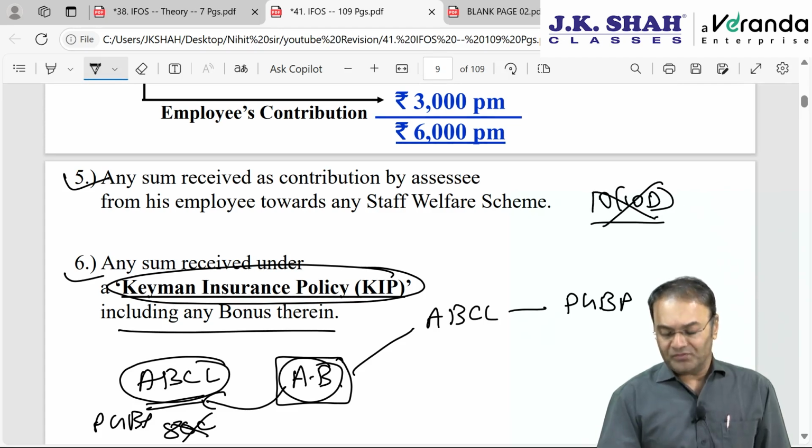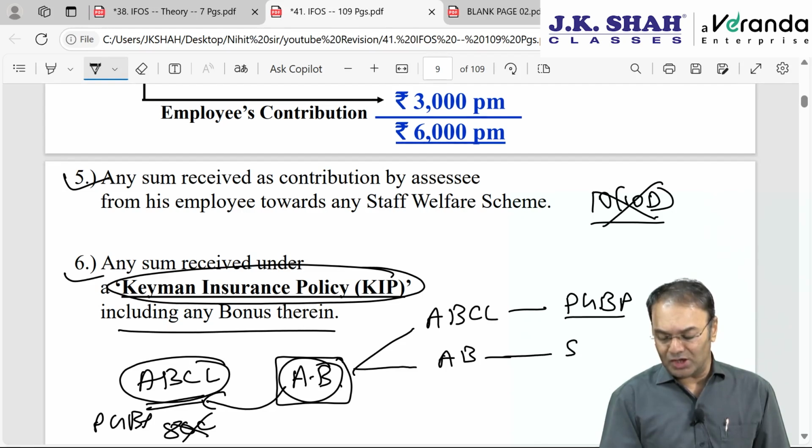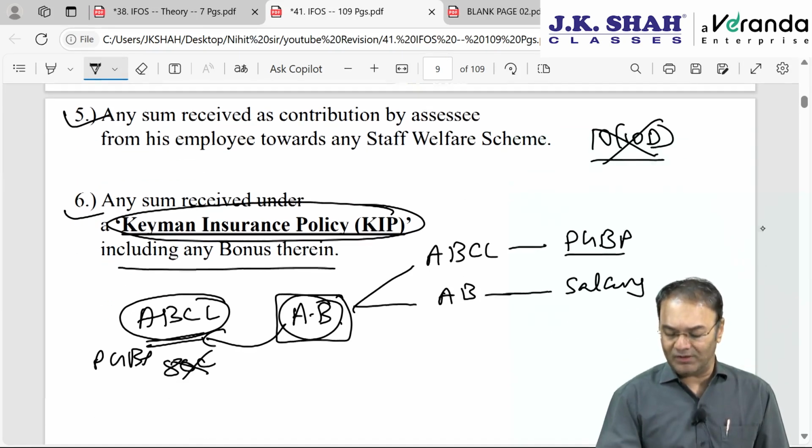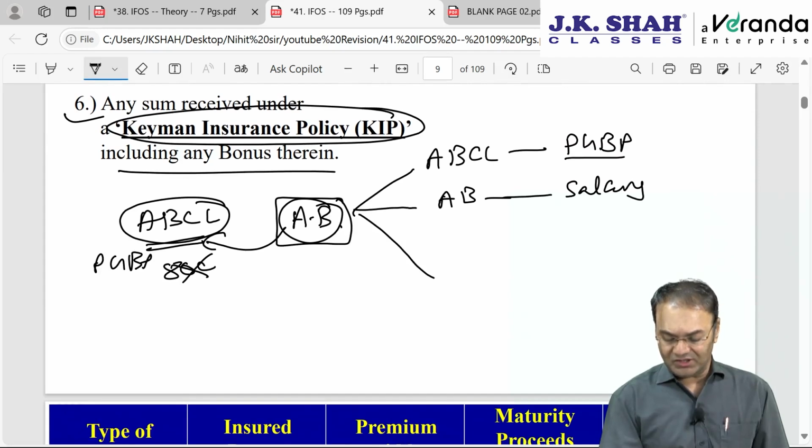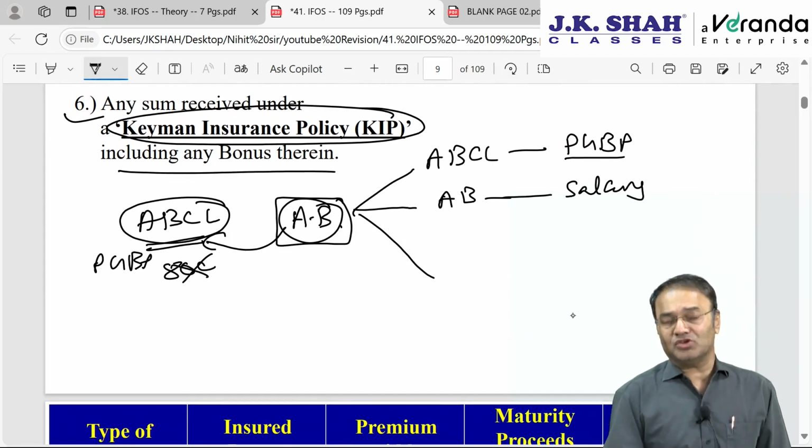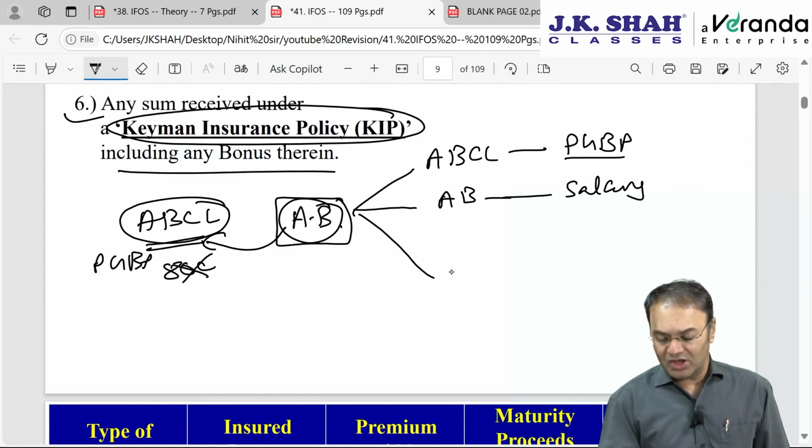Not exempt, therefore fully taxable. If received by ABCL, then taxable under the PGBP. If it was assigned to Amitabh Bachchan and he receives it, then it will be taxable under salary because he is an employee of ABCL. But in case it matures in the hands of family members, Jaya Bachchan or a family member of Amitabh Bachchan, then taxable under IFOS.